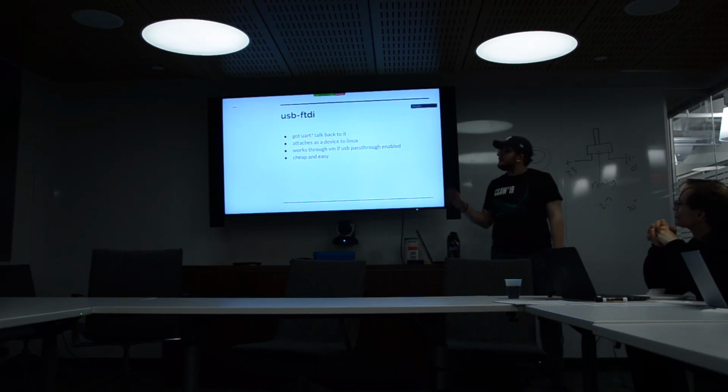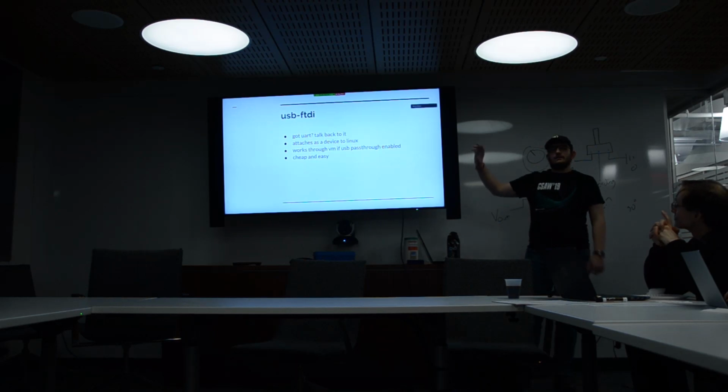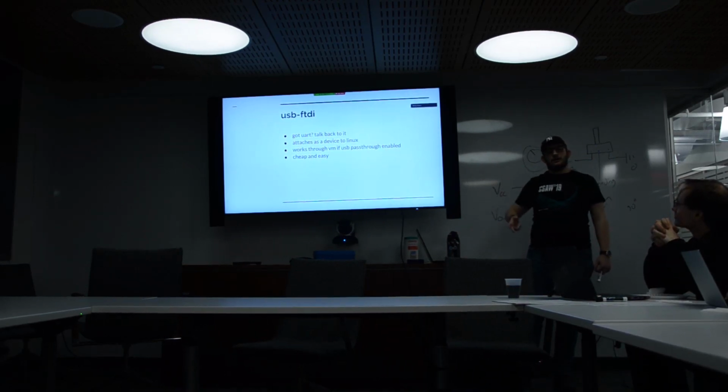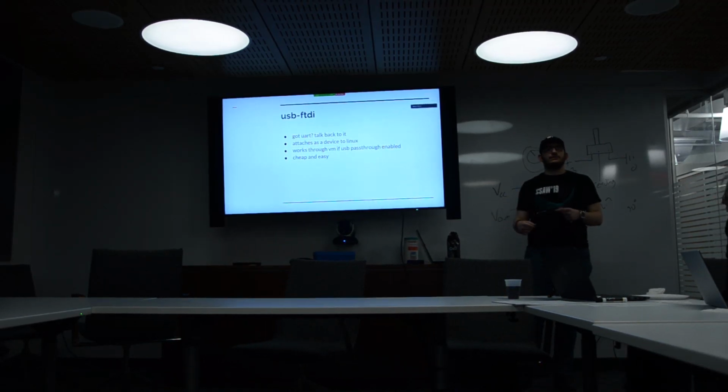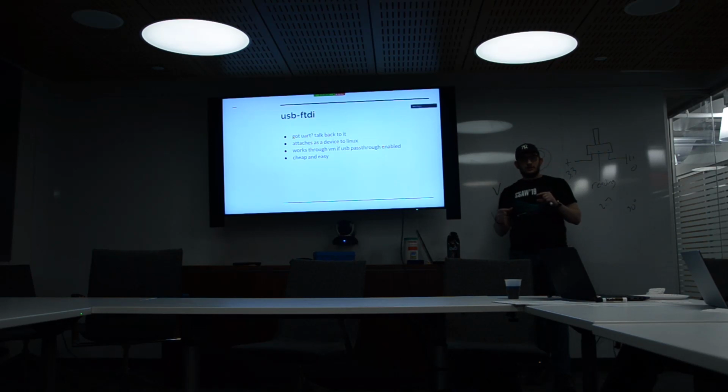Finally, USB serial adapter, which is also called a USB FTDI, is probably the easiest one to find. This gives you a nice two-way UART. So if you see a UART console on a device, you can connect one of these devices to it, and it shows up in Linux as a TTY device that you can just attach a serial console to, and it just talks back and forth. Really, really simple.